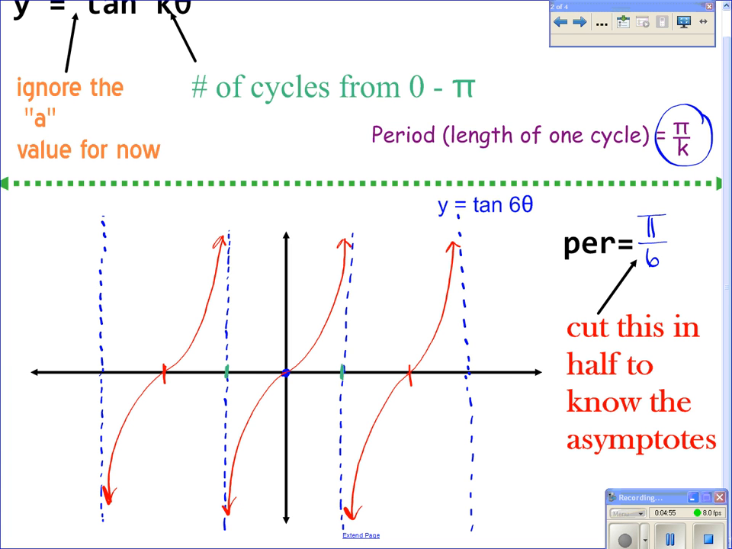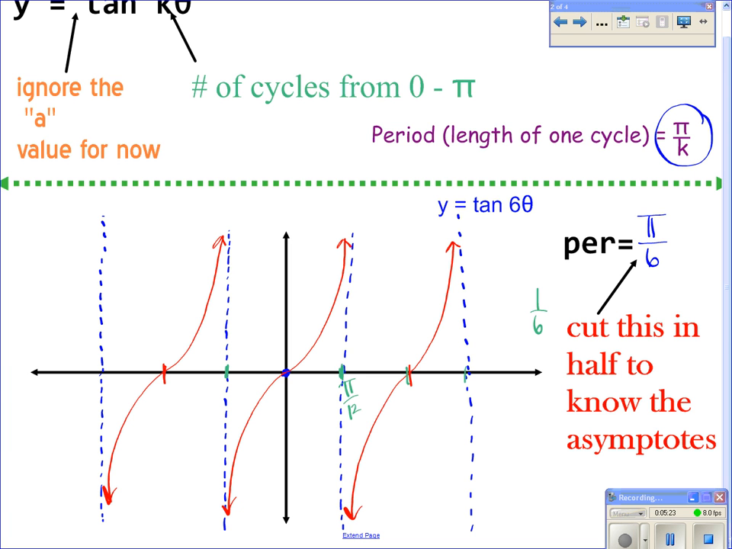How much is half of pi over 6? If we had the fraction 1/6 and we wanted to cut it in half, what would it be? 1/12. So this right here is pi over 12. Now each of these little marks, this one, this one, this one, are all pi over 12.